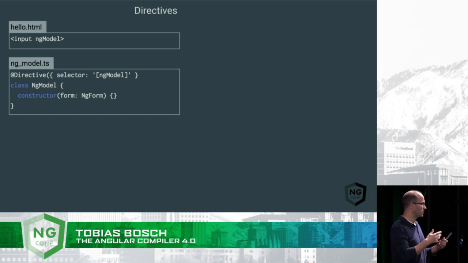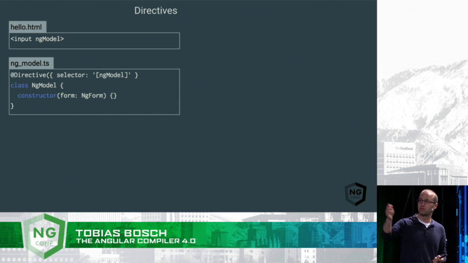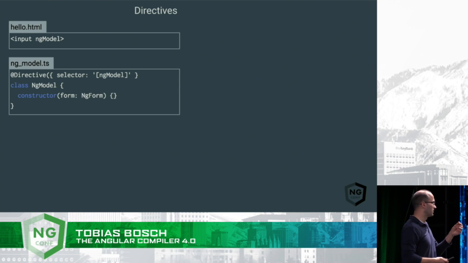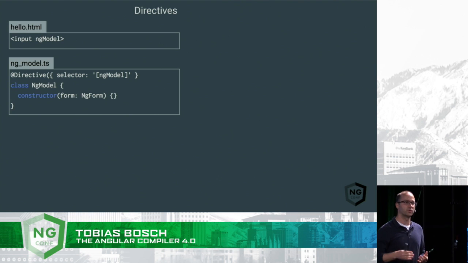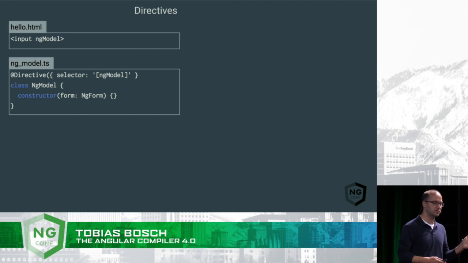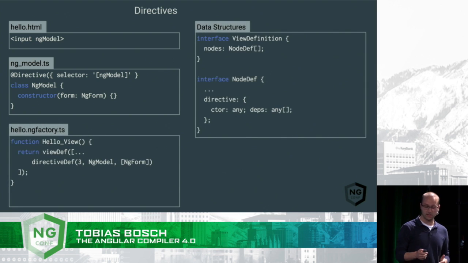Directives are a little more interesting. For directives, you always have two things, right? You have a template. In this case, we've got an input and an attribute on it, ng-model. And you have a class that's annotated with @Directive. It has a selector on it. You might have DI dependencies. ng-model, in this case, takes an ng-form as dependency. And then our generated code looks like this.